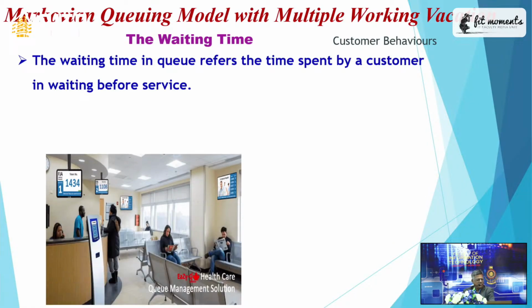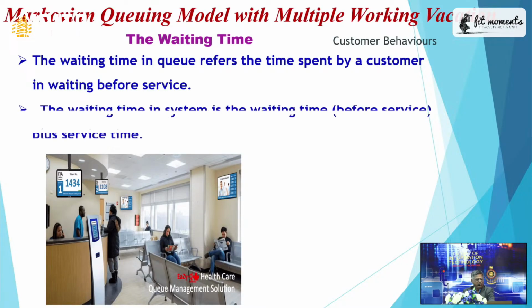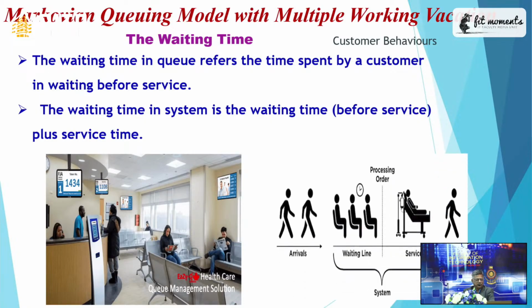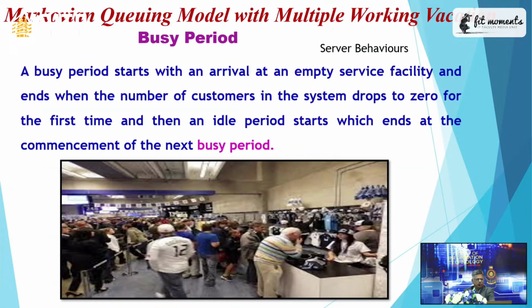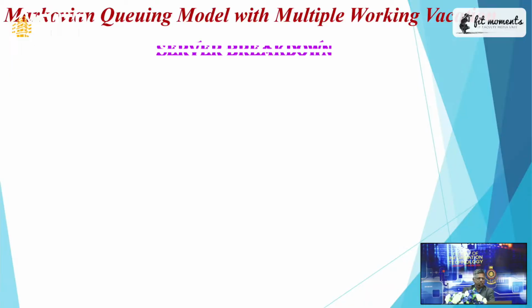Waiting time. The waiting time in queue refers to the time spent by the customer waiting before service. The waiting time in system is the waiting time before service plus the service time. We combine the waiting and service. Next one is busy period. A busy period starts with an arrival at an empty service and ends with the empty service. The time in between is called the busy period.